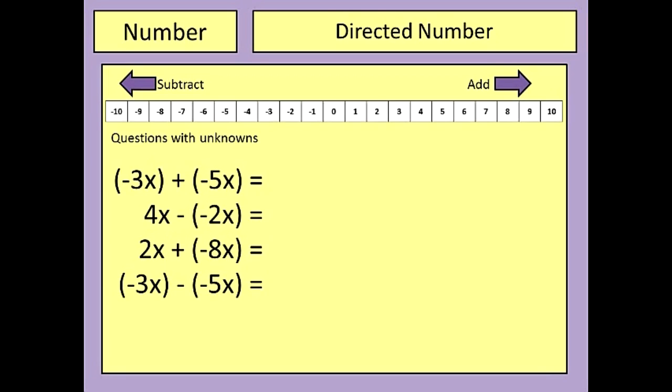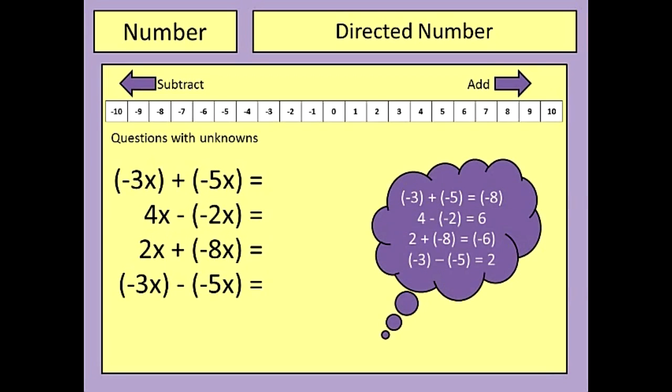Before we start doing any of these, I'm going to add in this. I know that -3 plus -5 is -8. I know that 4 take away -2 equals 6. I know that 2 plus -8 equals -6, and I know that -3 take away -5 equals 2. That's just looking at the numbers and the directed number aspect of this. Adding in the x's doesn't change it that much. Pause the video here, have a go at this one yourself, and I'll talk you through the answers in a minute.